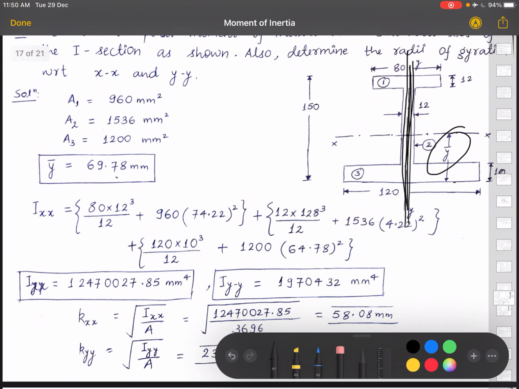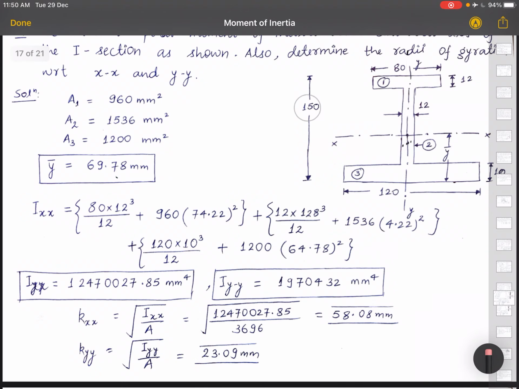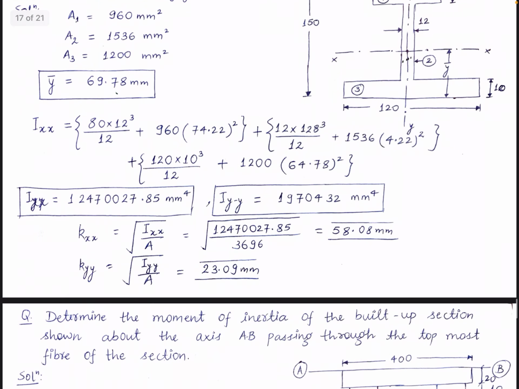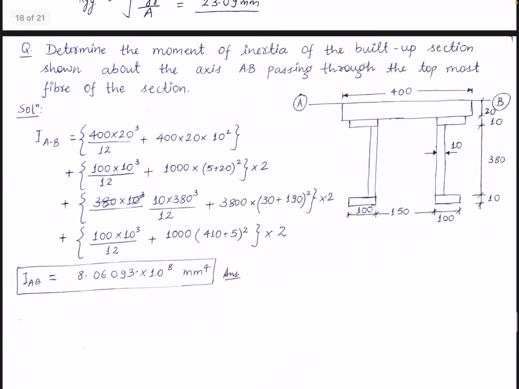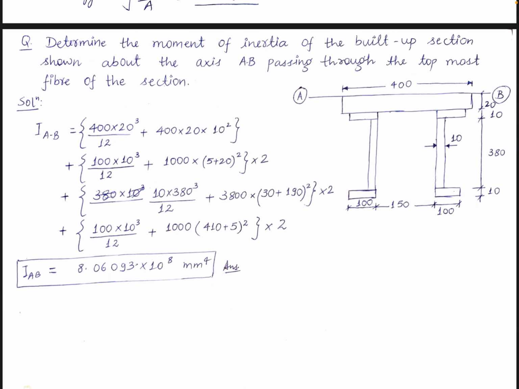So in this problem only you have to calculate y bar. Simply put the values in the Ixx and Iyy formula. If kx and ky is asked, just take the square root of I by A. Now this is also a very simple problem.